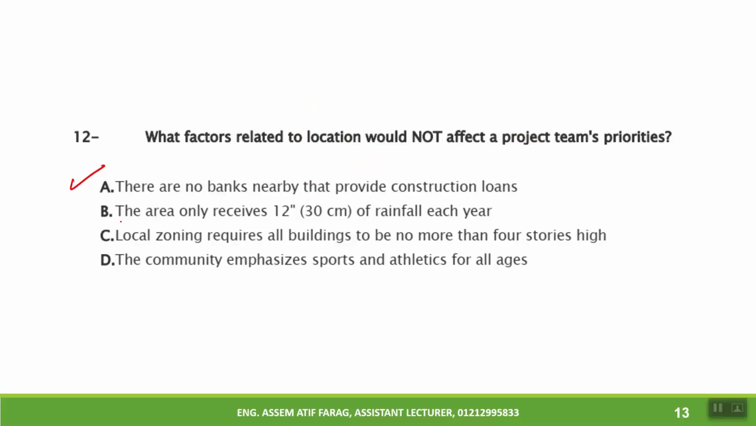If we see the other options, the area only receives about 12 inches or 30 centimeters of rainfall each year. Actually, this may affect the project team decision. Local zoning requires all buildings to be no more than 4 stories high, so this also will affect the project team decisions. The community emphasizes sports and athletics for all ages. This is one type of the human impact of the location, so it will also affect the project team priorities. So the right option is number A.